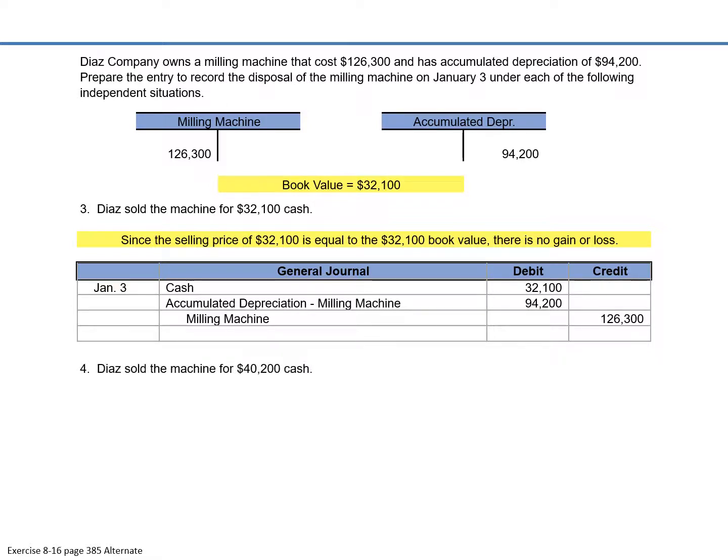All right, the last one. Diaz sold the machine for $40,200. Why don't you take a minute, record that entry, and when you're done, resume the recording, and we will go through it.